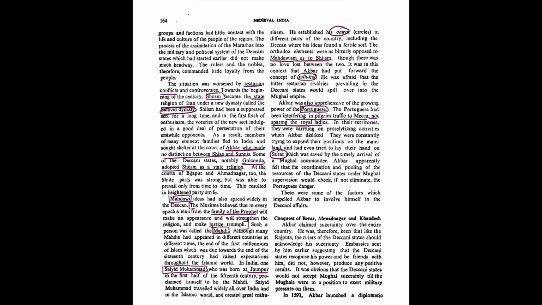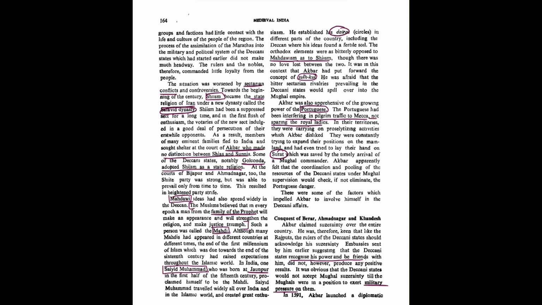Conquest of Berar, Ahmednagar, and Khandesh. Akbar claimed suzerainty over the entire country. He was therefore keen that, like the Rajputs, rulers of the Deccan states should acknowledge his suzerainty. Embassies sent by him earlier suggesting that the Deccan states recognize his power and be friends with him did not, however, produce any positive results. It was obvious that the Deccan states would not accept Mughal suzerainty till the Mughals were in a position to exert military pressure on them.